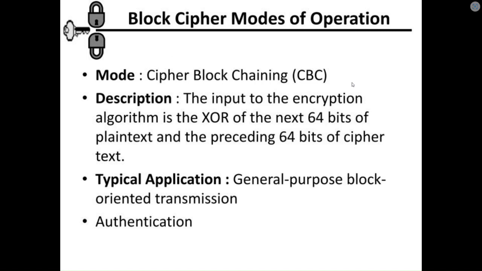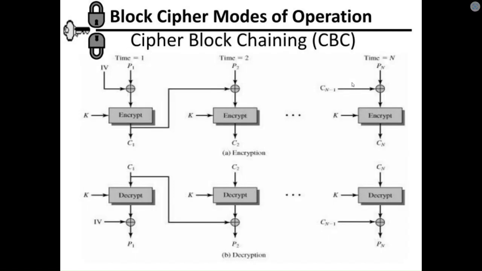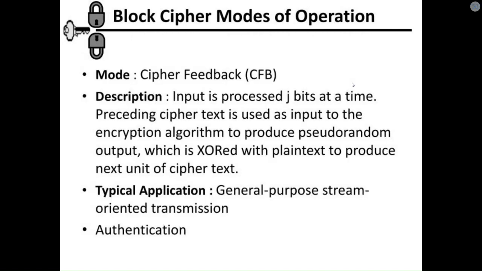Block cipher modes of operation here. Mode: Cipher Block Chaining, CBC. Description: the input to the encryption algorithm is the XOR of the next 64 bits of plain text and the preceding 64 bits of ciphertext. Typical application: general purpose block-oriented transmission, authentication, etc. So this is how the cipher block chaining takes place.